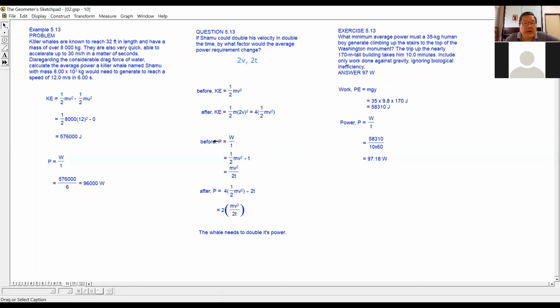Okay. So we know in the first case, the power is the energy divided by time. Energy is half mv squared, divided by the time t. And it becomes mv squared over 2t. This is in the first case here, right? mv squared over 2t.